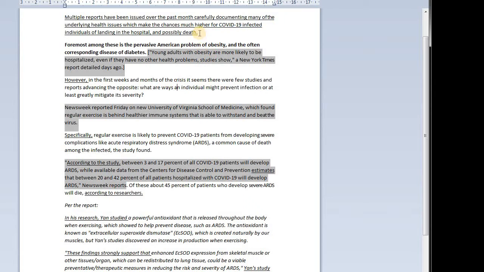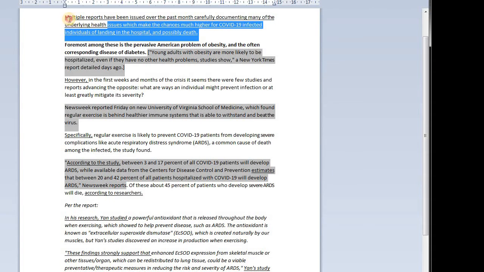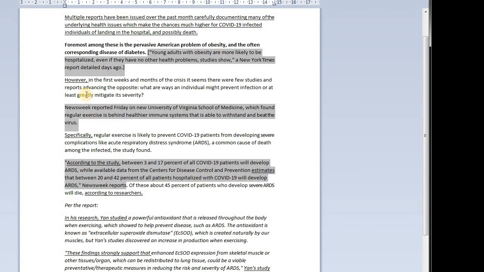Now, here we have the introductory paragraph, and it very nicely introduces the topic and shows us what the entire article will be about. So, multiple reports have been issued over the past month, carefully documenting many of the underlying health issues which make the chances much higher for COVID-19 infected individuals of landing in the hospital and possibly death. So that was the headline, and that was the short introductory paragraph. It's less of a paragraph and more of a topic sentence for the entire article. It's not so much an introductory paragraph as it is a simple sentence.